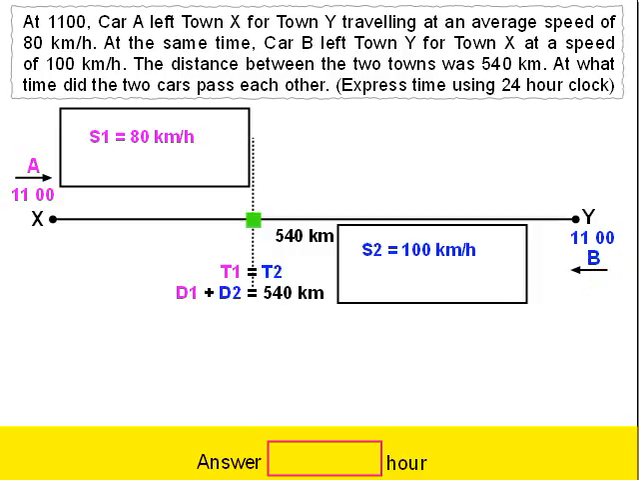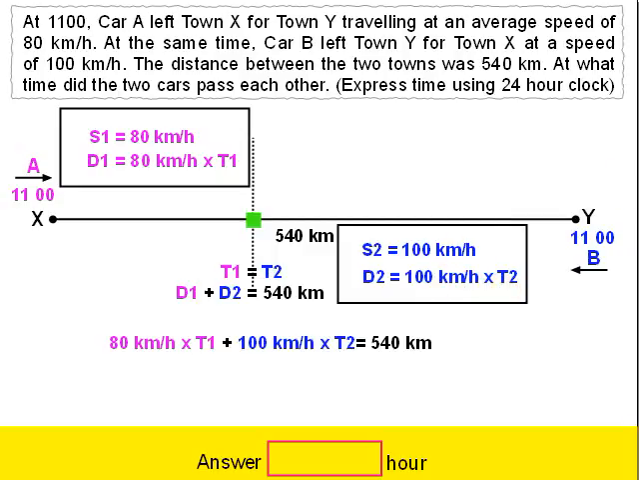Now, we know that the distance covered by car A is 80 km per hour multiplied by the time taken. And the distance traveled by car B is 100 km per hour times T2. We know that the time is the same, so we equate them. So 80 km per hour plus 100 km per hour multiplied by the time taken is equal to 540 km.